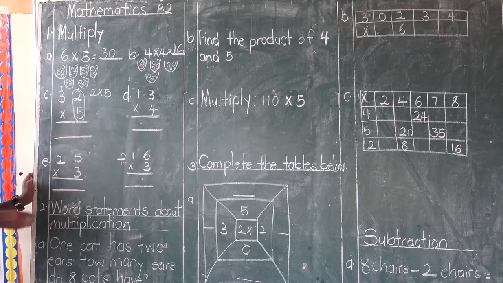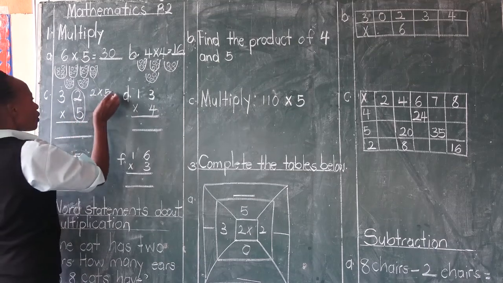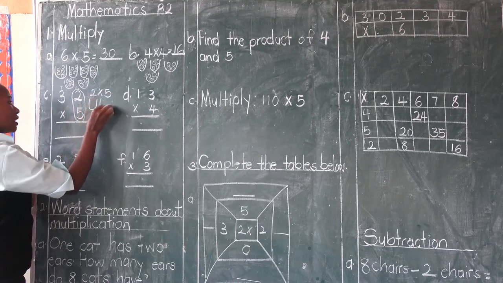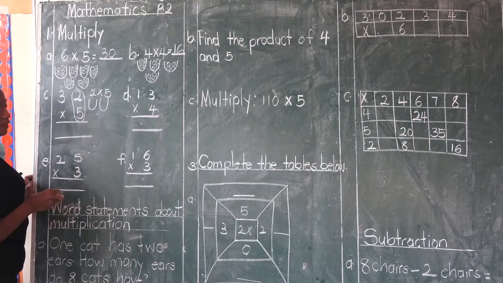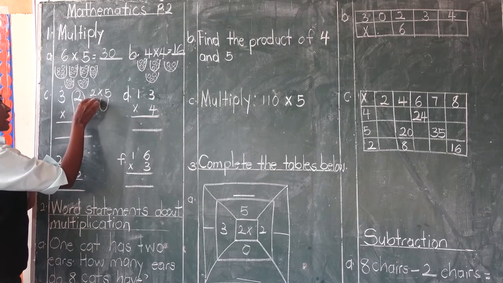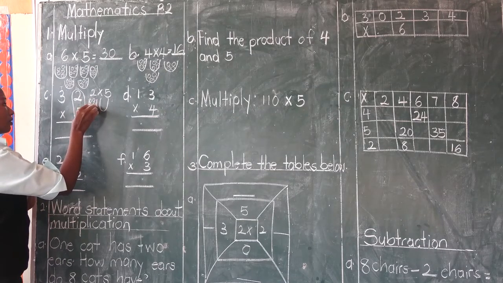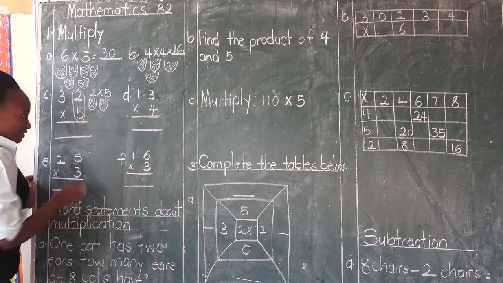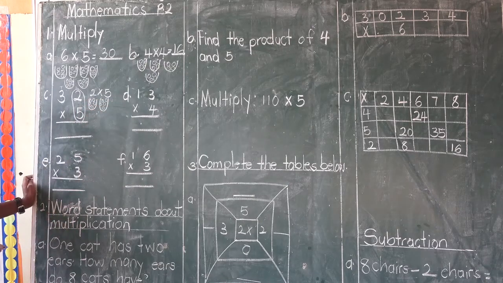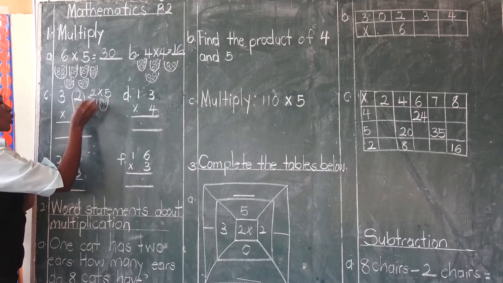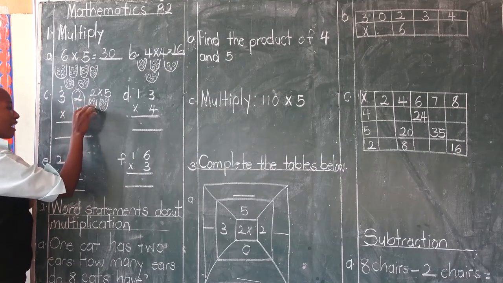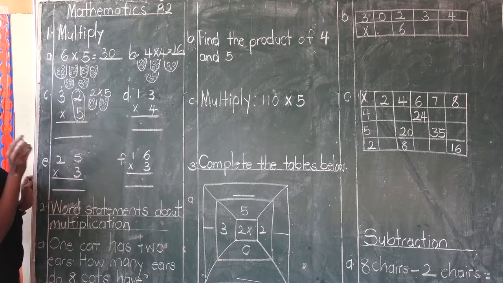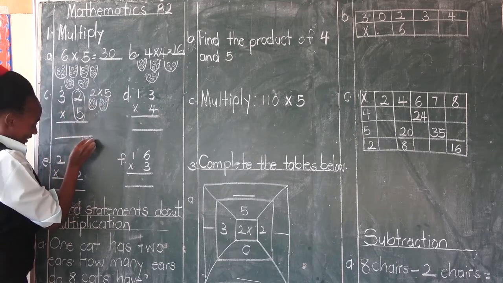2 times 5. Now here we are going to form 2 groups of 5. 1, 2. Putting that 5 in each group. 1, 2, 3, 4, 5. 1, 2, 3, 4, 5. Now, let's put them together. 1, 2, 3, 4, 5, 6, 7, 8, 9, 10. Our answer here is 10.